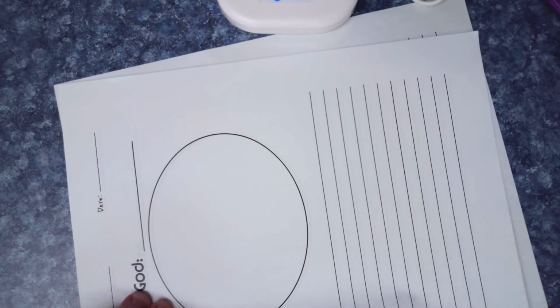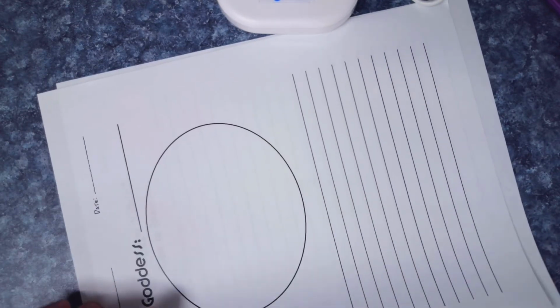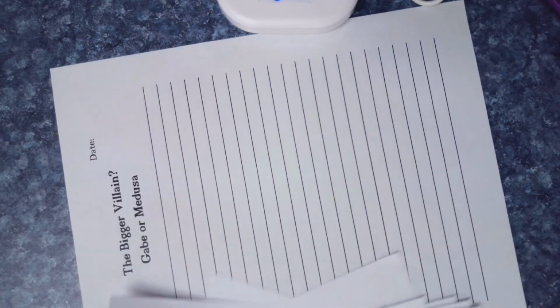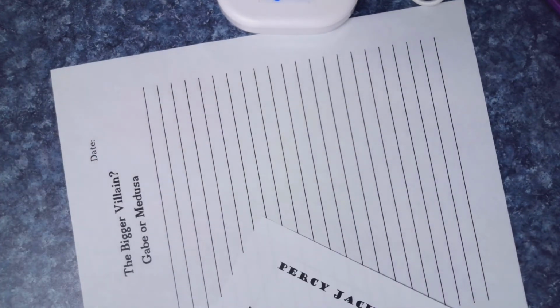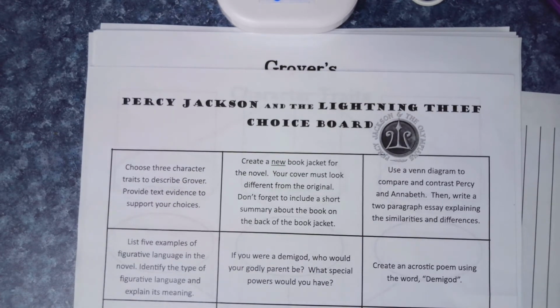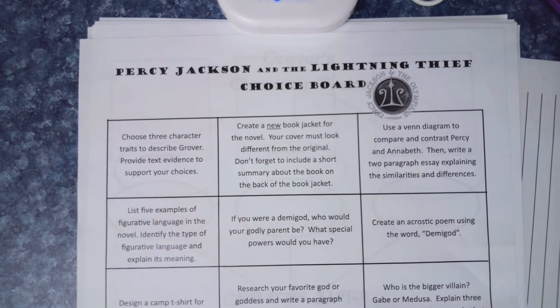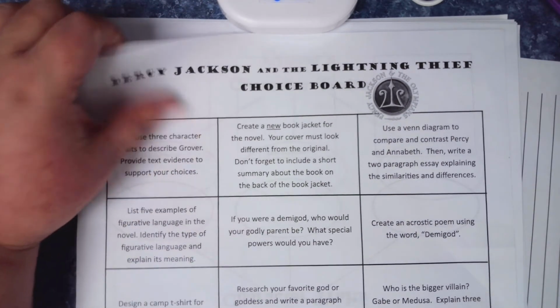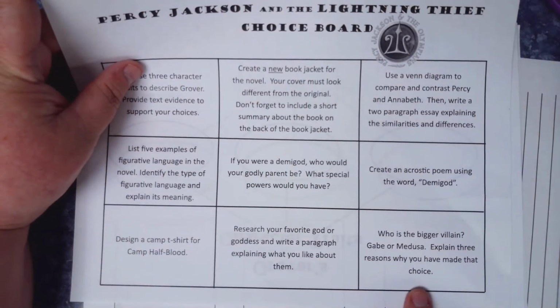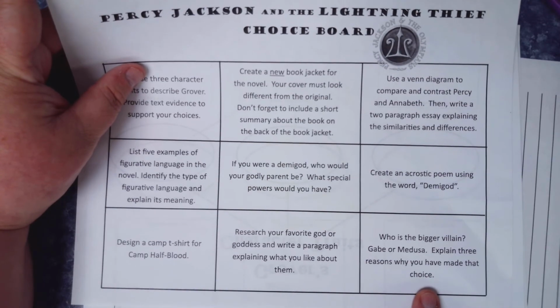That's also there. And then the last one is who is the bigger villain? So there's your goddess. And then who's the bigger villain? Gabe, Smelly Gabe, which is Percy's stepdad, or Medusa. And so this, you need to explain with 3 to 4 reasons why you made that choice. So if you think Smelly Gabe is the bigger villain, you need to give me a good paragraph that tells me why. If you think Medusa is the bigger villain, you need to give me 3 to 4 sentences, good strong sentences that tell me why.